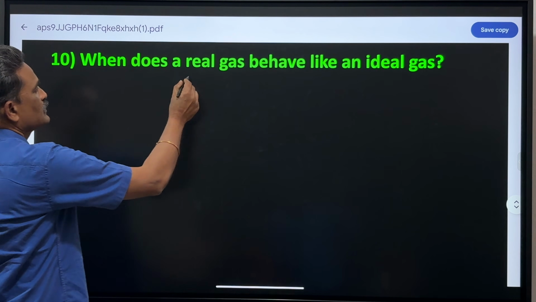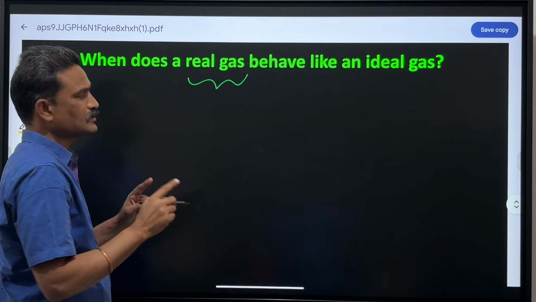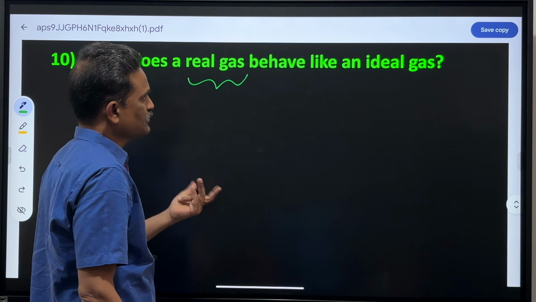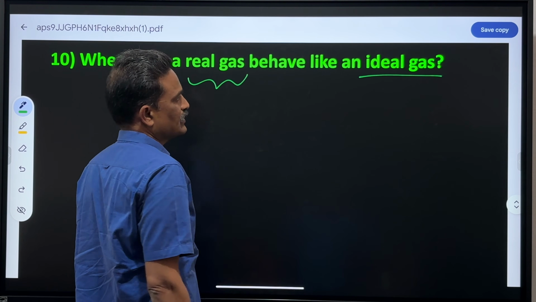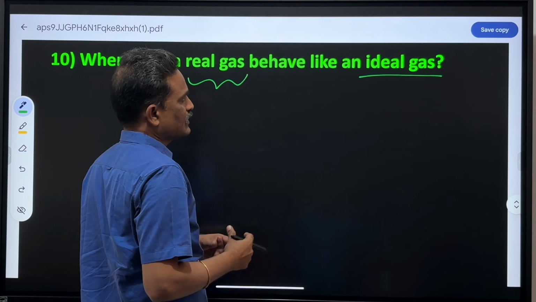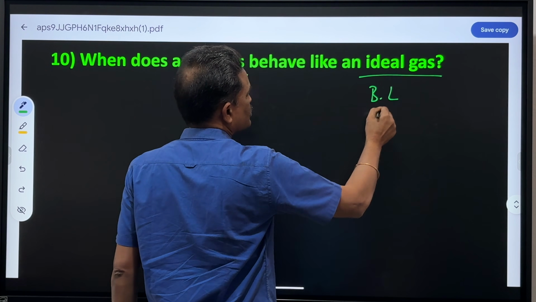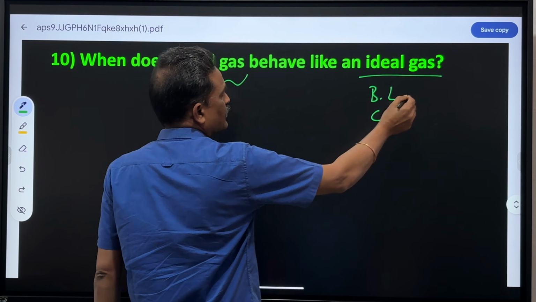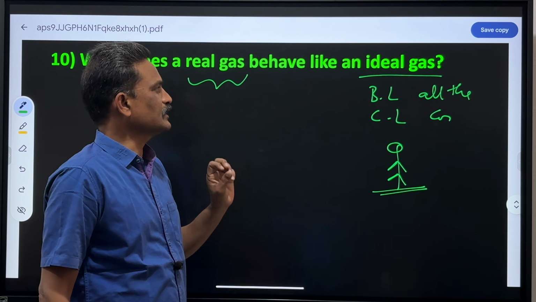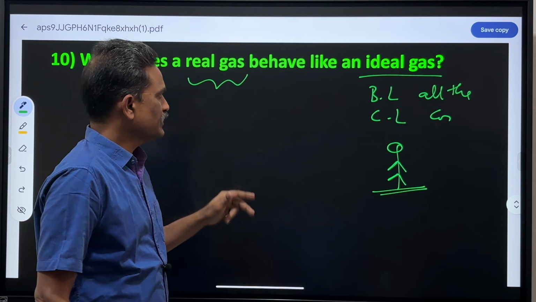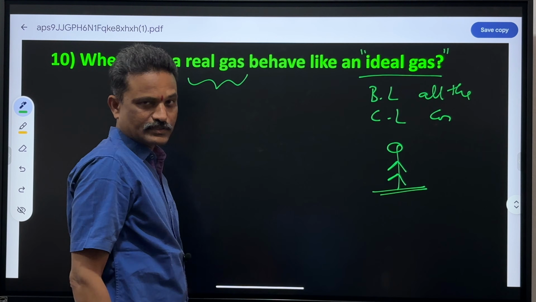When does a real gas behave like an ideal gas? Real gases are the gases that we observe. The gas around us is a real gas, for example, nitrogen and oxygen. Ideal gas does not exist. So what do you mean by an ideal gas? An ideal gas is a gas which follows Boyle's law and Charles' law and other laws at all conditions. In reality, there is no ideal gas in the universe.